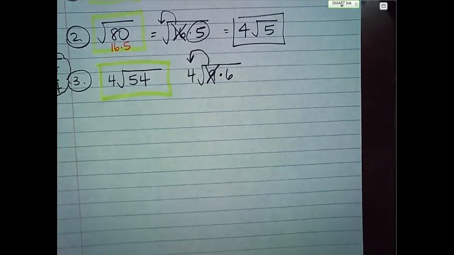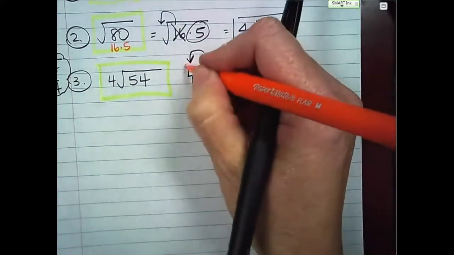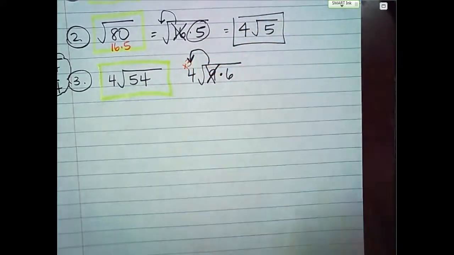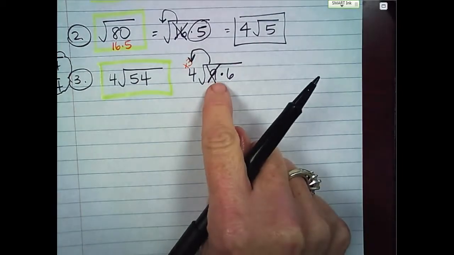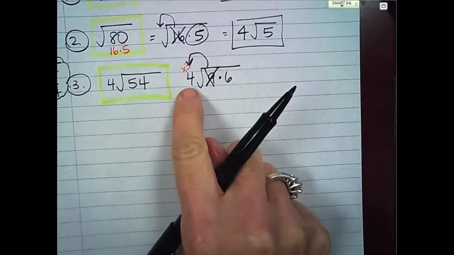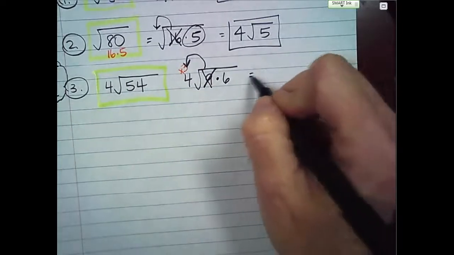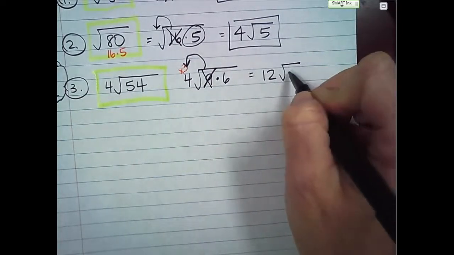So you're going to have to take the 4 and multiply it by the 3 that you're kicking out. So see what I just did? The square root of 9 is 3. I'll kick a 3 out. There's already a 4 there. So 4 times 3 is 12. So now you have a 12 root 6.